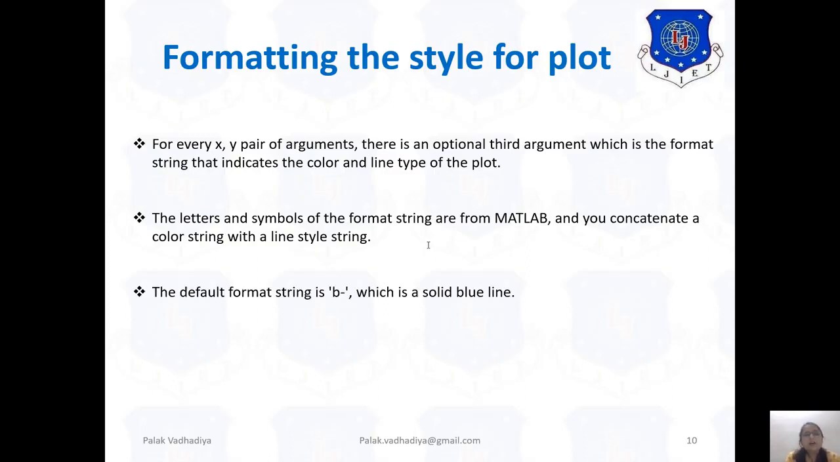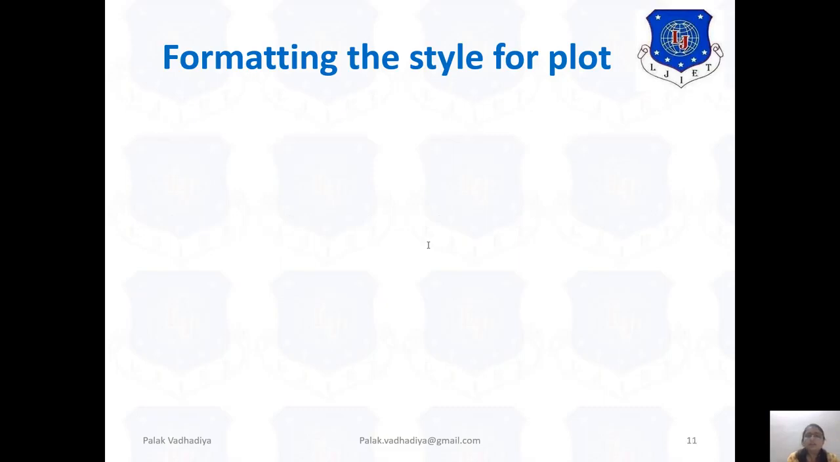And the default format string is what? It's a B, and then a single dash, which is a solid blue line. If you are not specifying the third argument in our plot command, then by default it will take the blue line and dash that indicate what? It's a solid line.